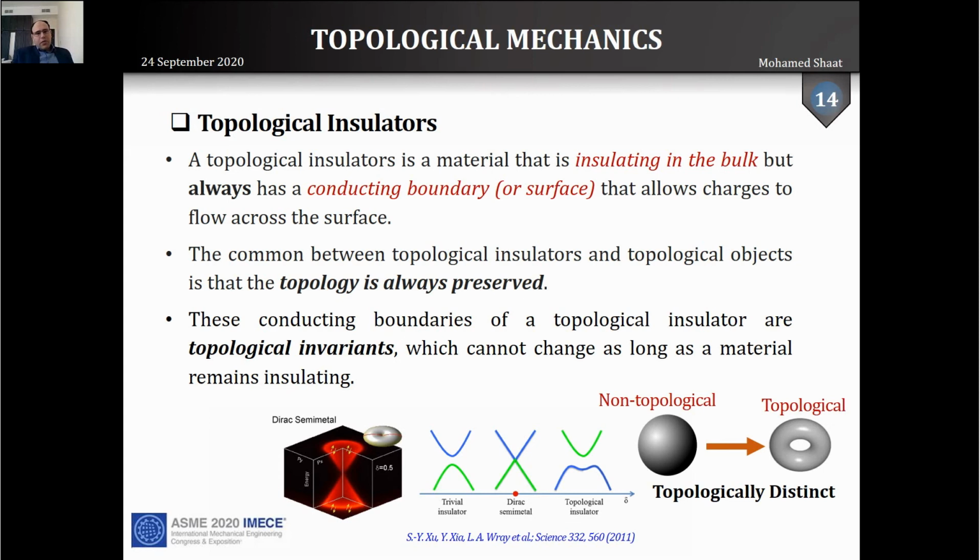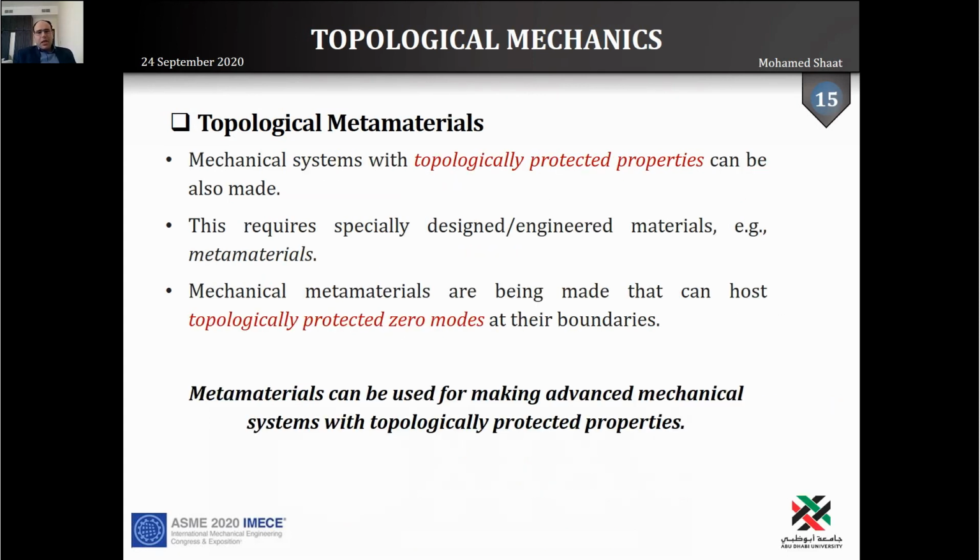So the question now, after the success of topology in realizing physical systems: can we bring it to realize mechanical systems with topologically protected properties? Yes, we can.